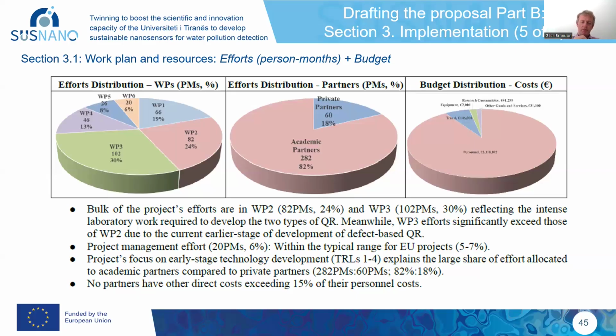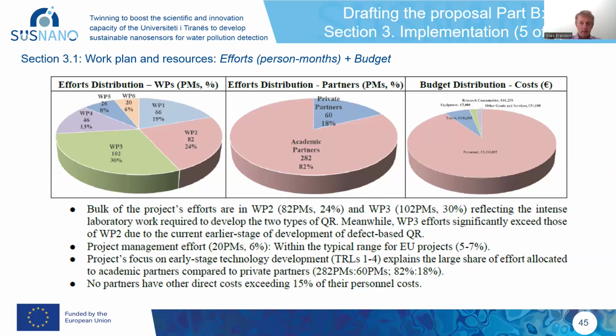And then going back to this pie chart in the middle, efforts distribution partners. I think this type of pie chart is particularly important when you are, say, doing a proposal for a research and innovation action or an innovation action. So if it's a research and innovation action, in simple terms, it's usually okay. It's normally not a problem that a majority of the resource, the person months, are allocated to the academic partners.